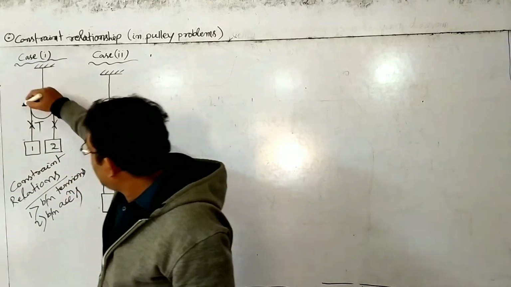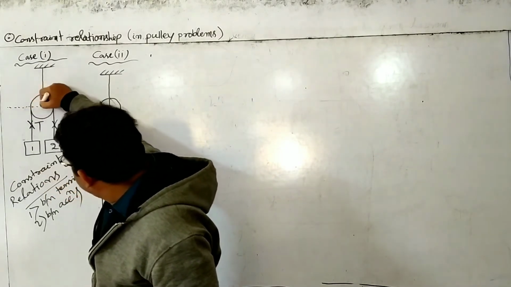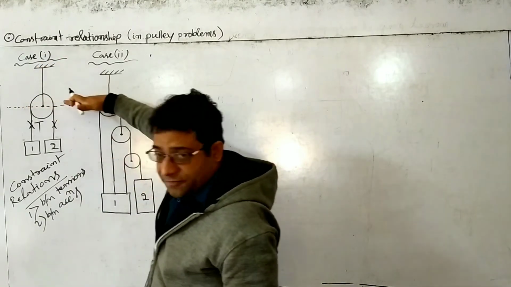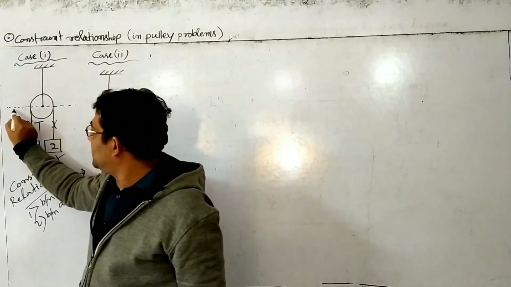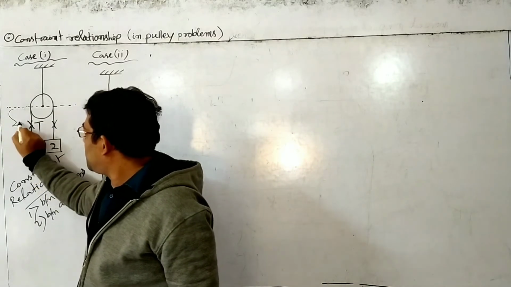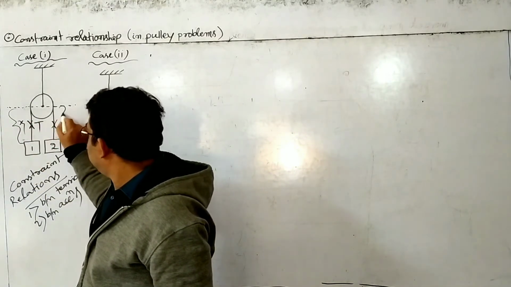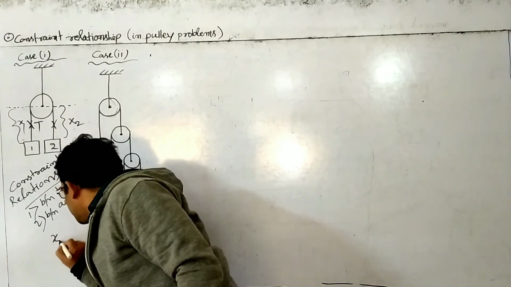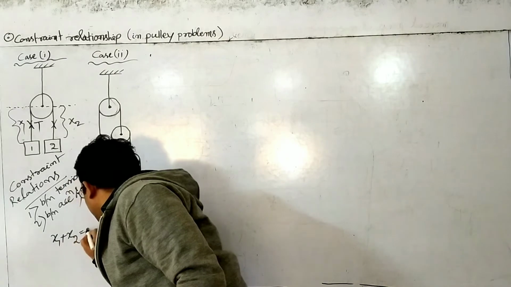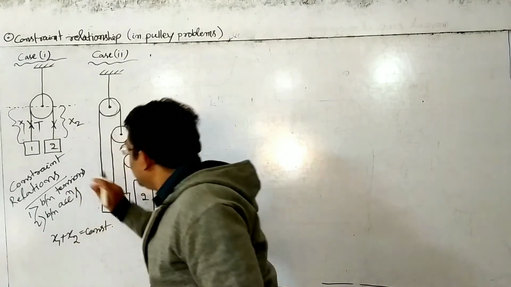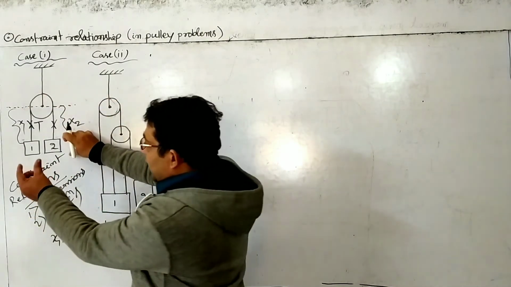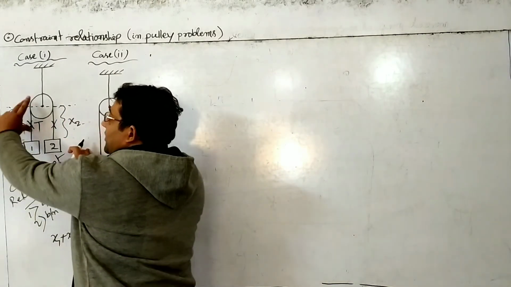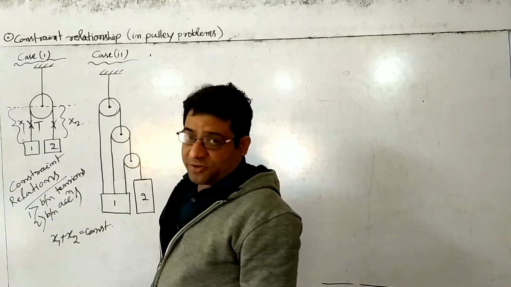Please understand that this pulley is fixed, so this line also is fixed. From here, if we measure the length, let us say this part is x1 and this part is x2. Then can I say that x1 plus x2 is equal to constant? Always x1 plus x2 will be constant, right? If block 2 is coming down, however much length is increased on this side, that much length will be decreased on this side. So x1 plus x2 is equal to constant.